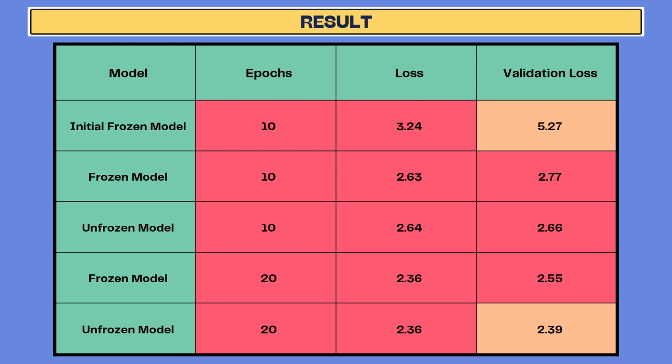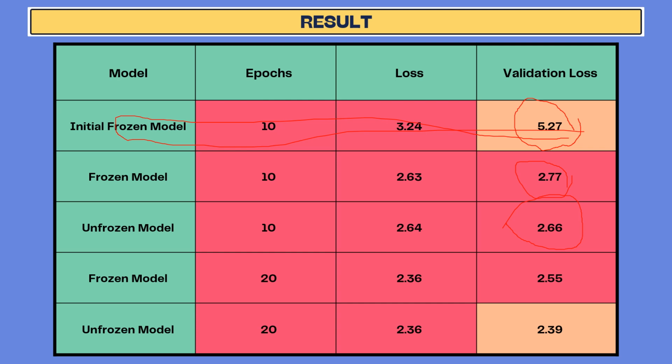It's obvious that the initial model without dropout layers has the highest validation loss, while the unfrozen model has the lowest, but it is not that much different from the frozen model, which is not as time consuming. For example, with the initial model, the validation loss was 5.27, but the frozen model had 20.77 and the unfrozen model had 20.66. So I changed the initial frozen model completely because it wasn't giving me a good result.